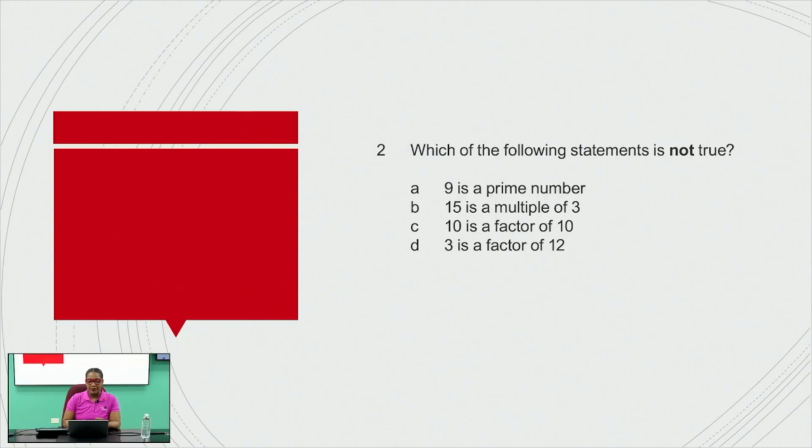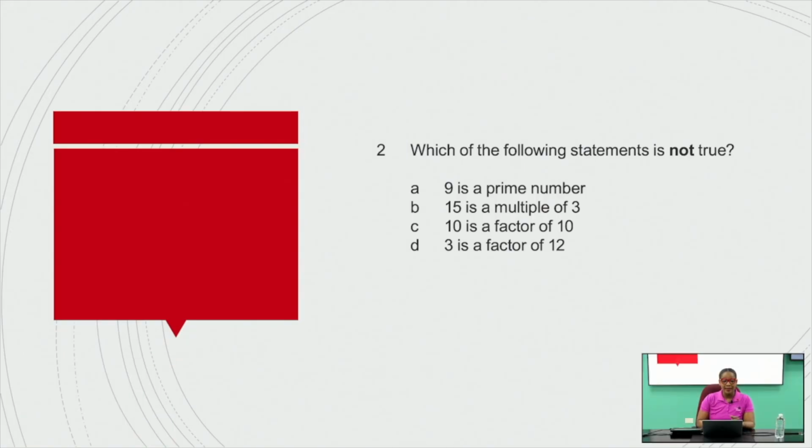Which of the following statements is not true? All right, let's examine all the statements we have here. 9 is a prime number. 15 is a multiple of 3. 10 is a factor of 10. And 3 is a factor of 12. All right, we looked at all of that. Let us see which is not true.